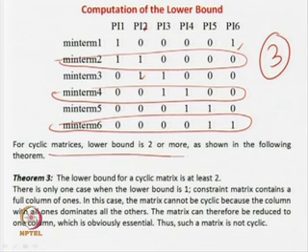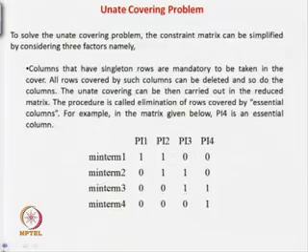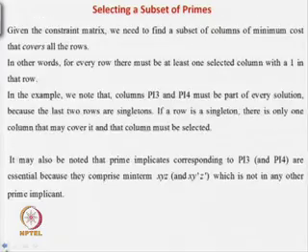For a cyclic matrix, the lower bound is 2. So, how do you get a lower bound? Because nobody can give you a solution in less than 3. It can be more. Nobody is saying that it can be exactly 3, but nobody can give you a solution of less than 3. In a cyclic matrix, what is a cyclic matrix? We saw an example of a cyclic matrix in the last class. Just remember what a cyclic matrix is.